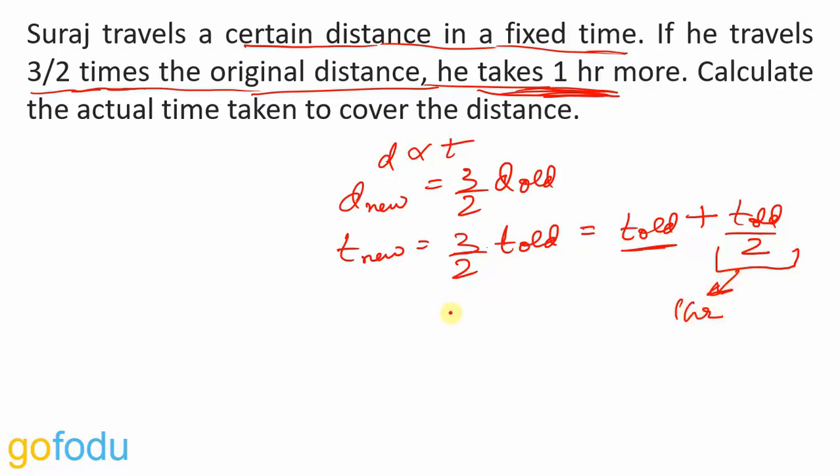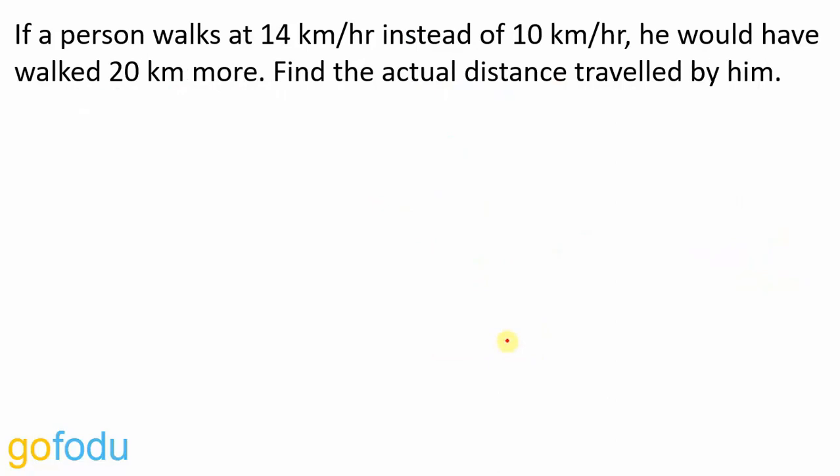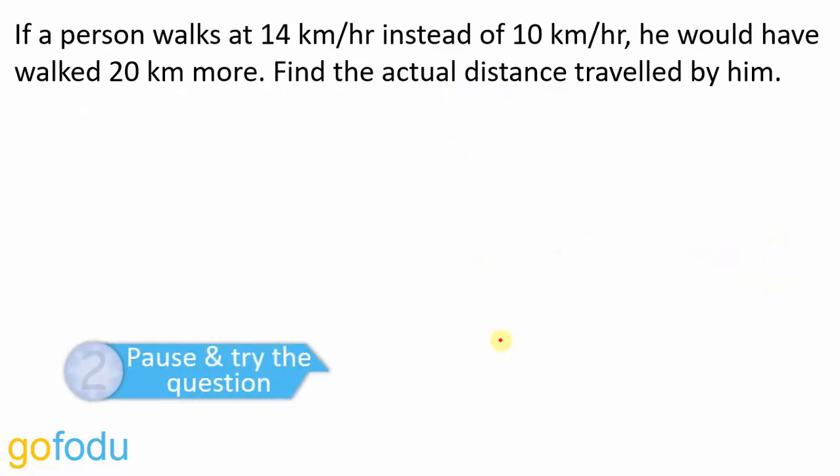So t old upon 2 is 1 hour. That simply means that t old will be equal to 2 hours. This is the actual time taken to cover the distance. Give this question a try and then proceed.